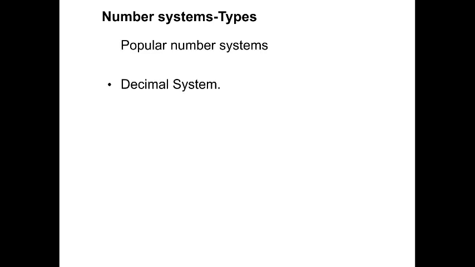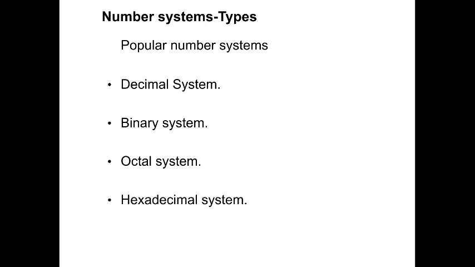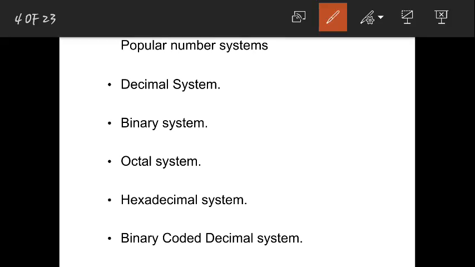In the types of number system, generally we have the decimal system, binary system, octal system, hexadecimal system, and the BCD, which is a very popular one, the binary coded decimal system. Decimal system we are very well aware of. We need to see the binary, octal and hexa.